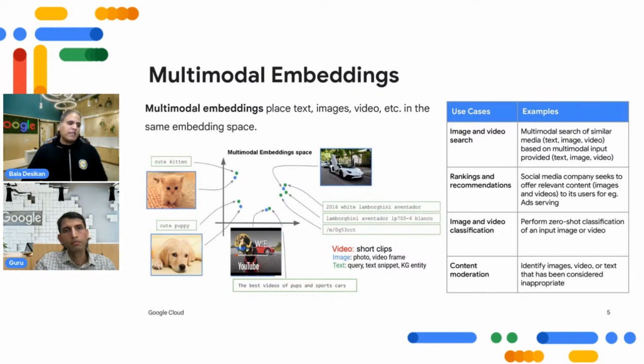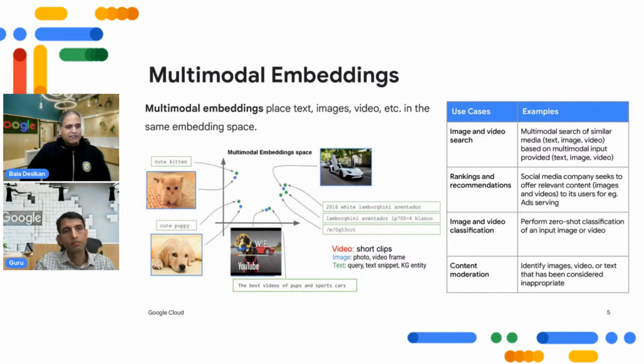So you are looking at images, you're looking at video, a short clip from YouTube, and then you have a text that's a query and snippets. And if you look at the multimodal embedding space in the center, you're placing the embeddings in this space in such a way that similar content is grouped together, right?